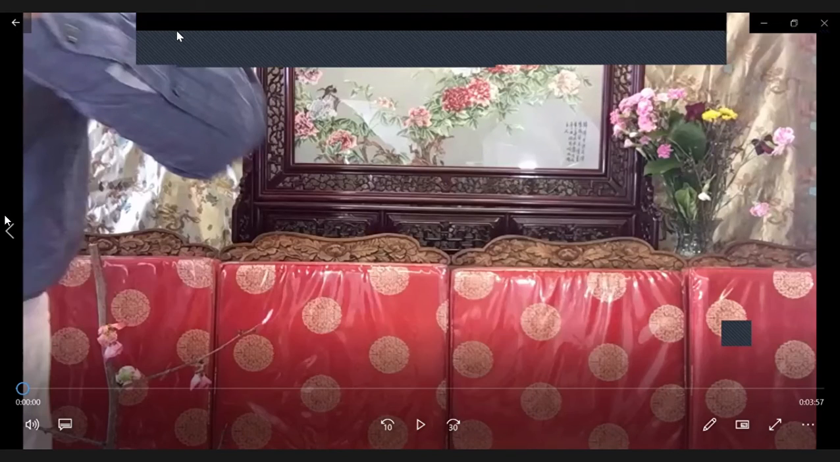Can you see my screen share? Yes po, Doc. Okay.